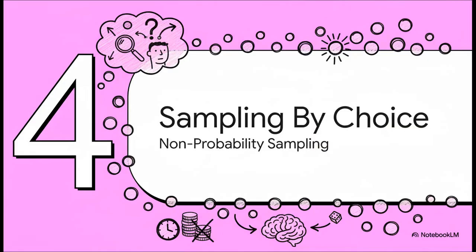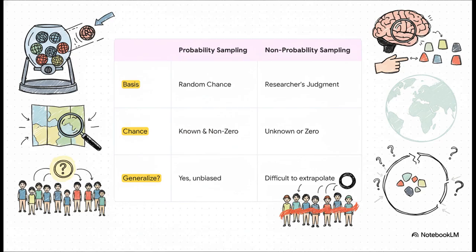But what happens when you can't get that perfect list of everybody? Or what if you just don't have the time and money for a full-on random process? Well, that's where the other family of sampling comes in, non-probability sampling. And this approach is totally different. It relies on the judgment of the researcher, not on pure chance. And make no mistake, this distinction is absolutely crucial.